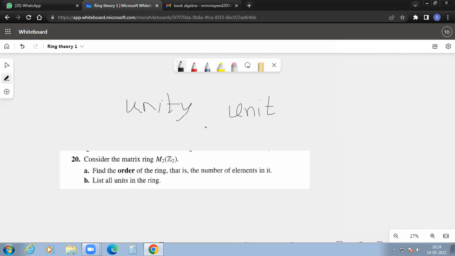Additive identity? No. Additive identity we always call as zero. We are talking about unit element. When to say an element is a unit element?